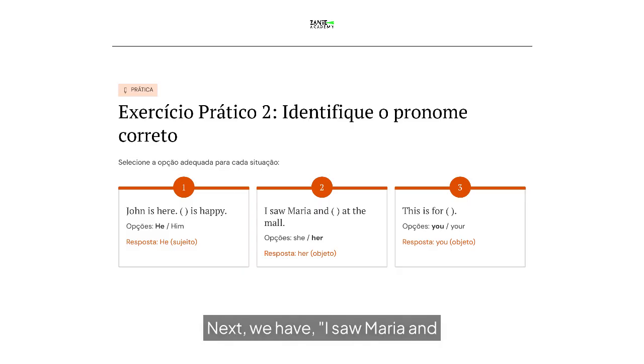Next, we have, "I saw Maria and her at the mall." Your options are she or her. In this case, we are talking about someone who is the object of the action, meaning they are not performing the action, but rather receiving it. Therefore, the correct answer is her, as it indicates that Maria and this person were seen by you.